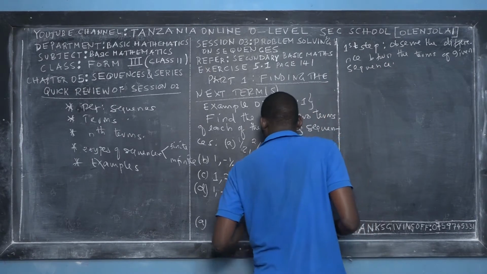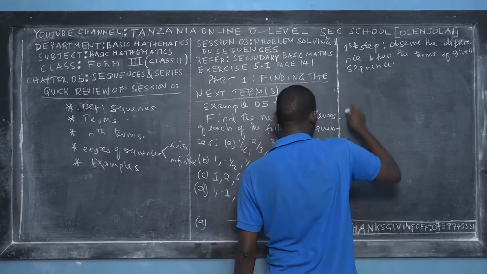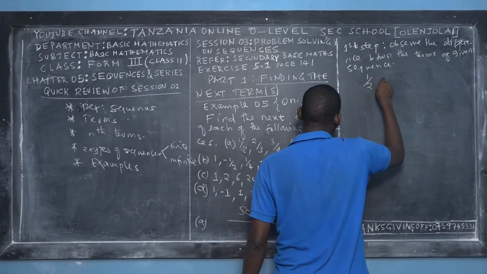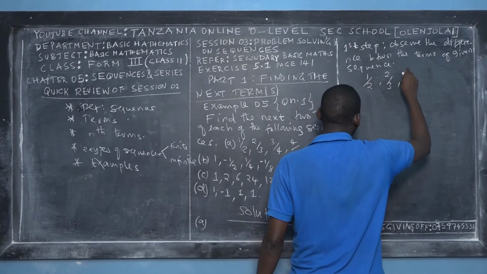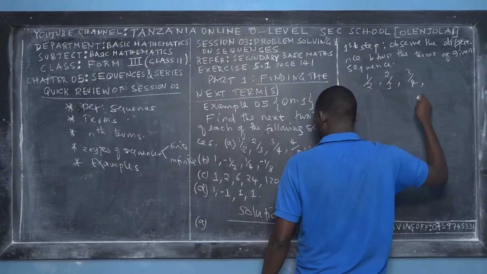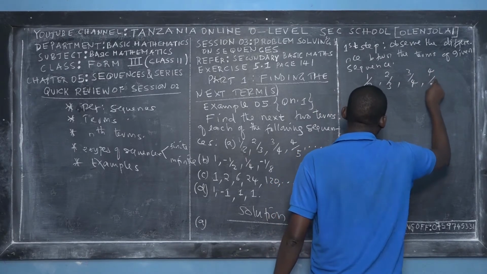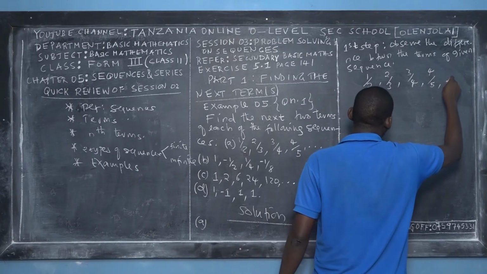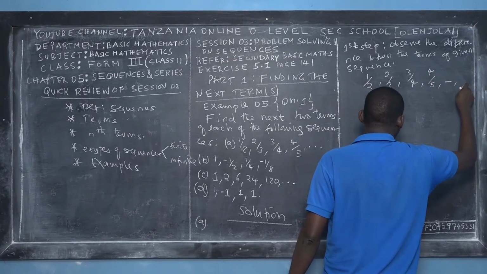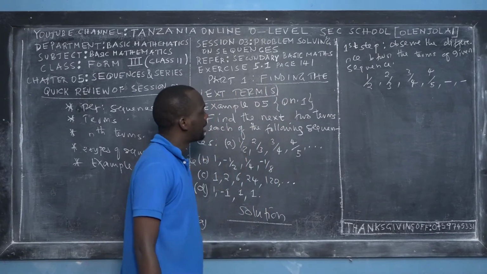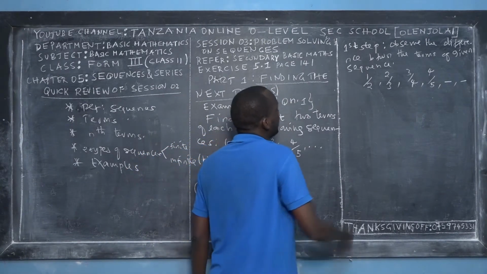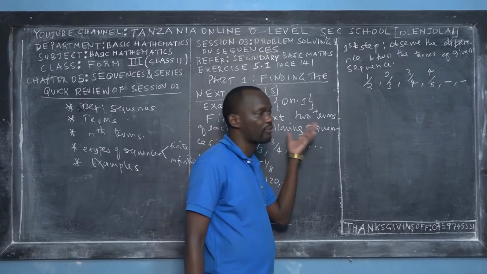Right? So for instance, for Roman A, we'll be given 1 over 2, comma, 2 over 3, comma, 3 over 4, comma, 4 over 5. The question asks us to determine the next first term and next second term. So that's what you'll be given. This is the sequence of fractional numbers.